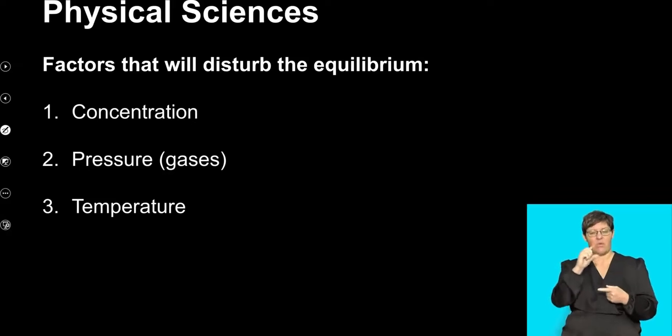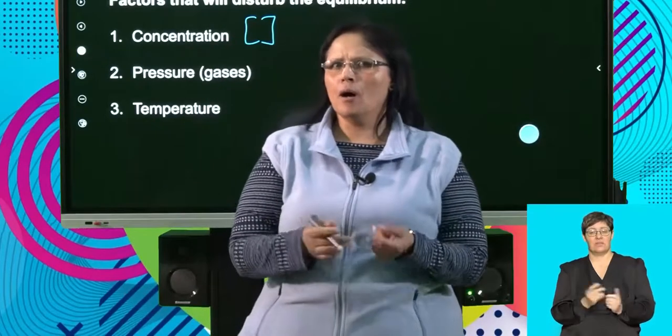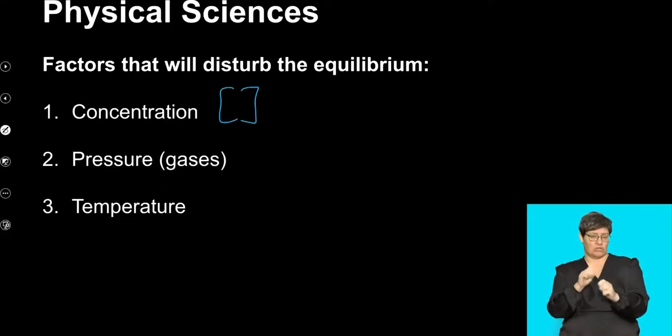There are 3 factors that can disturb equilibrium. That is concentration; remember we said the square brackets. Then we have pressure; remember that pressure works hand in hand with your volume, so a change in volume can change or alter your pressure. And then the third one is temperature.